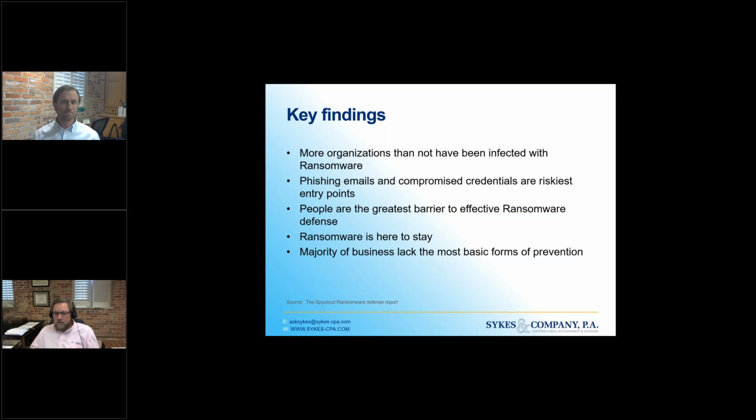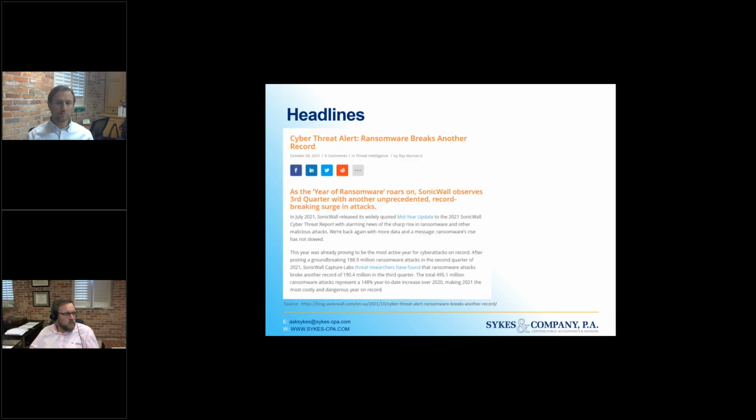Yeah, it seems like every year you're talking about how bad it is, and then the next year it's worse. It is definitely not going away, and it's getting worse. That's for sure. Yeah, as you see here, here's a headline from SonicWall. Ransomware breaks another record. As the year of ransomware roars, SonicWall observes third quarter with another unprecedented record-breaking surge in attacks. This was from back in July, but it gives you an idea of what we're saying here. It's just doubling, tripling, exponentially with ransomware.